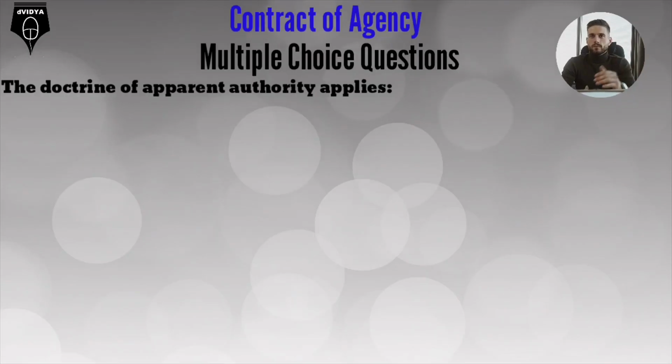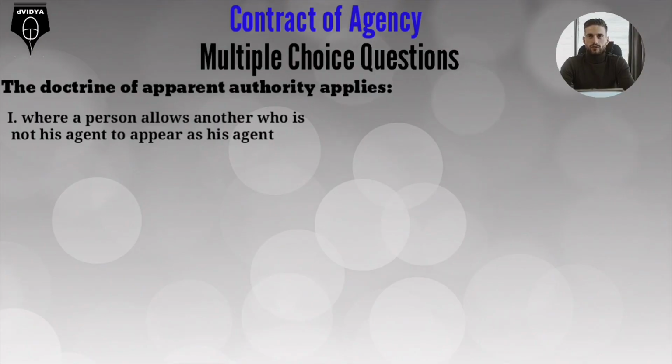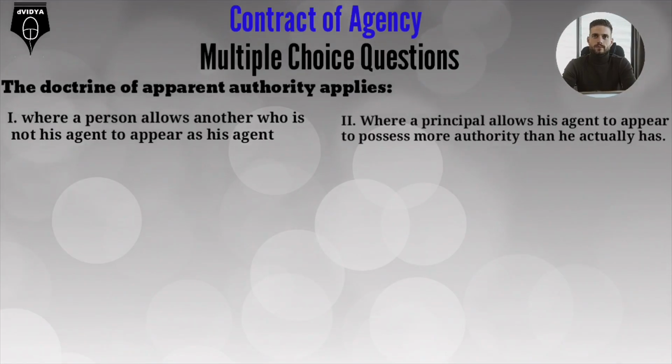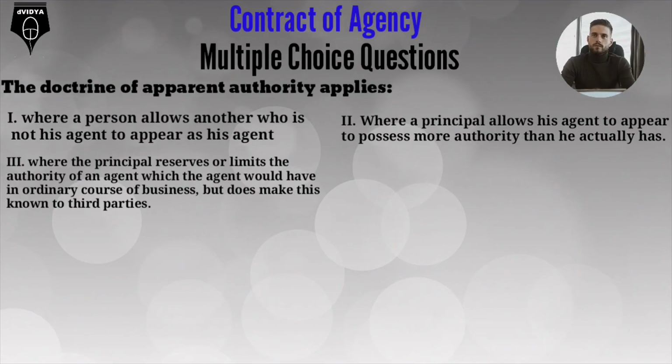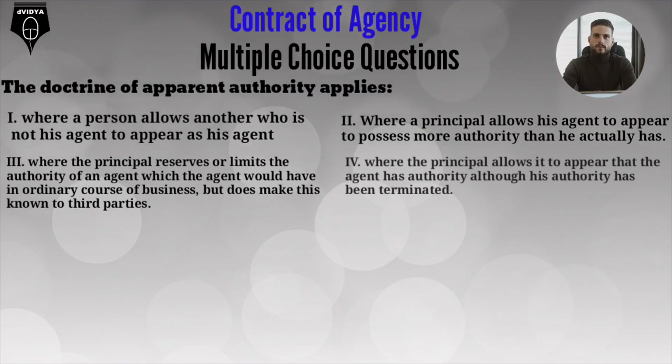The doctrine of apparent authority applies: 1. Where a person allows another who is not his agent to appear as his agent. 2. Where a principal allows his agent to appear to possess more authority than he actually has. 3. Where the principal reserves or limits the authority of an agent which the agent would have in the ordinary course of business, but does make this known to third parties. 4. Where the principal allows it to appear that the agent has authority although his authority has been terminated.